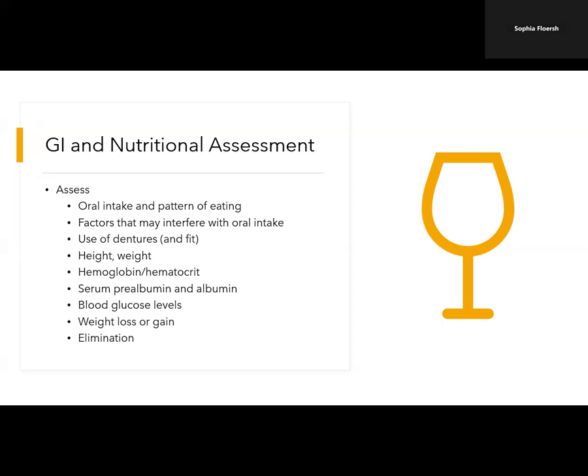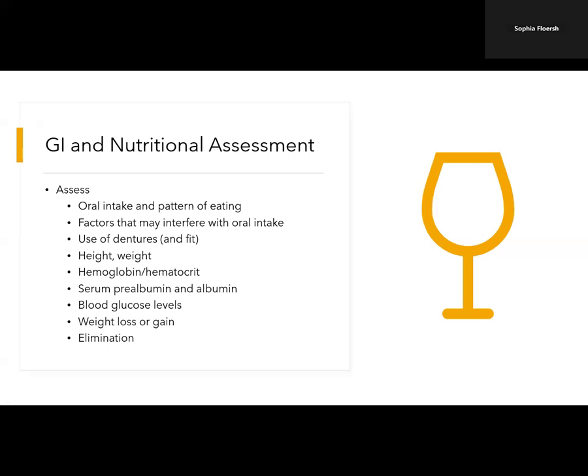Factors that may interfere with oral intake: are they taking a lot of diuretics at inappropriate times and it makes them pee at night? They don't want to be incontinent, so they just stop drinking. That's a big no-no. You want to make sure your patients are drinking. Height and weight: are they at a normal BMI? Your hematocrit and hemoglobin. Your H&H are those blood tests that I can't stress enough.